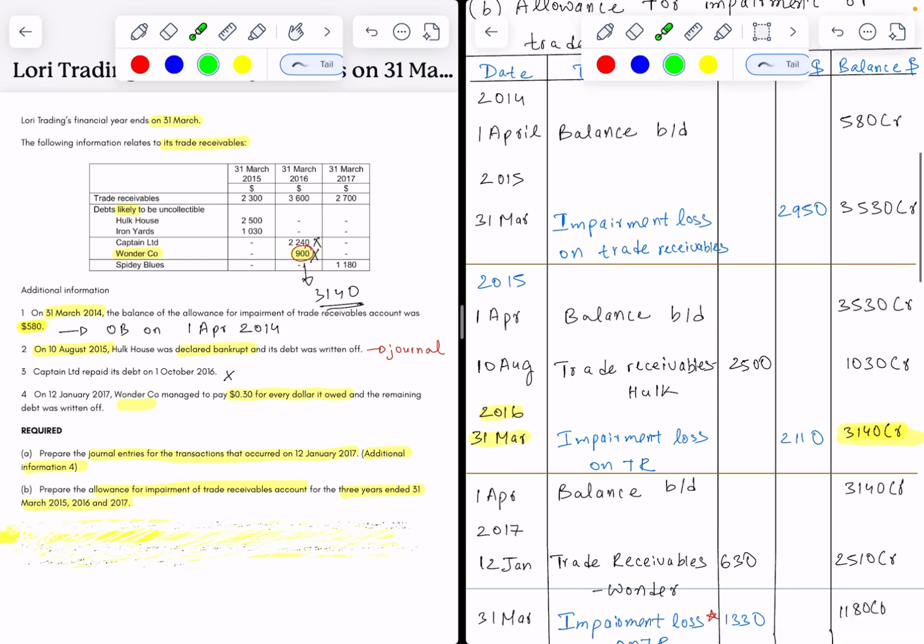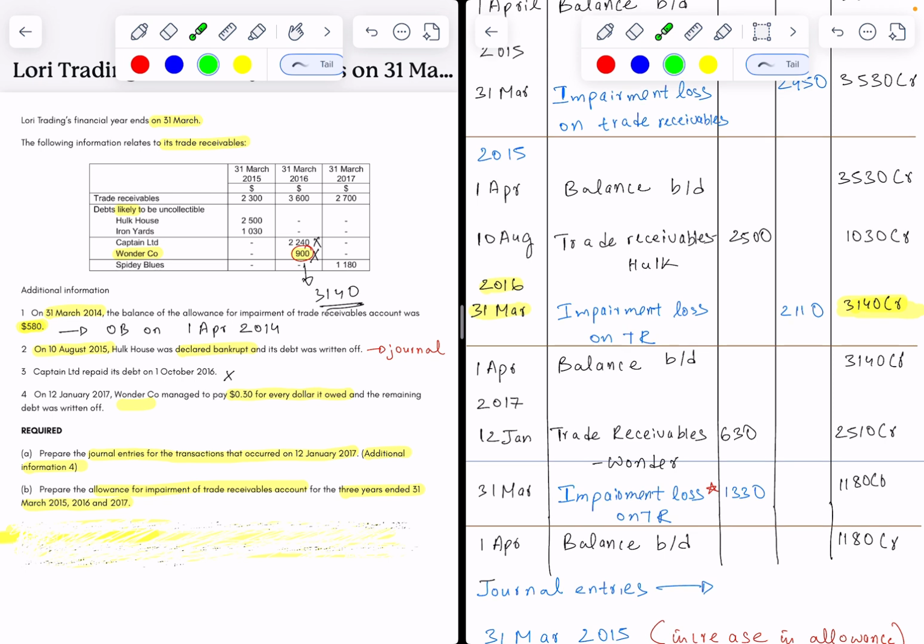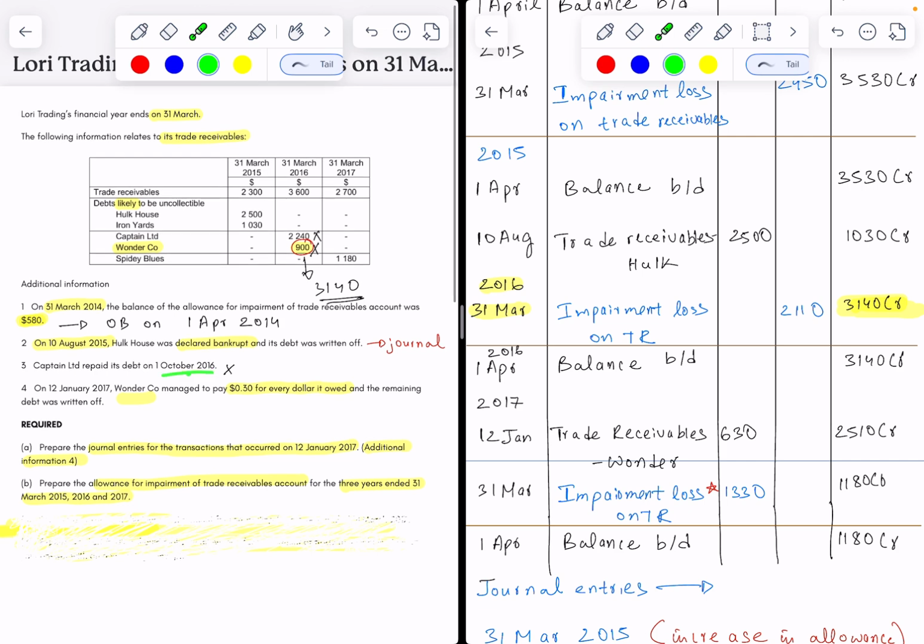Now let's move to the next financial year starting 1 April 2016. All right, so maybe I just write 2016 here so you understand what's going on. So at 1 April 2016, we're starting with the opening balance of 3,140 credit, which is the closing balance from the end of the previous financial year. Okay? All right. And if you were to look at all the events that happened in chronological order, after 1 April 2016, we have got 1 October 2016. But 1 October 2016 simply refers to Captain Limited repaying all the debt. Therefore, there is no connection to allowance for impairment of trade receivables.